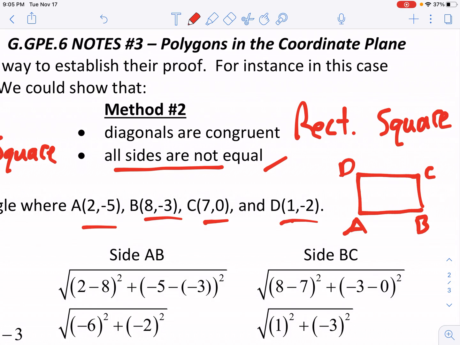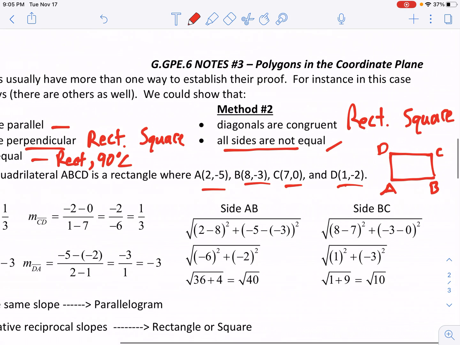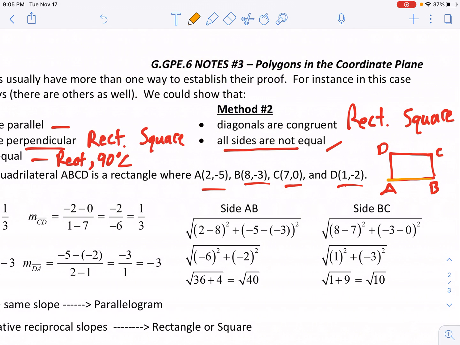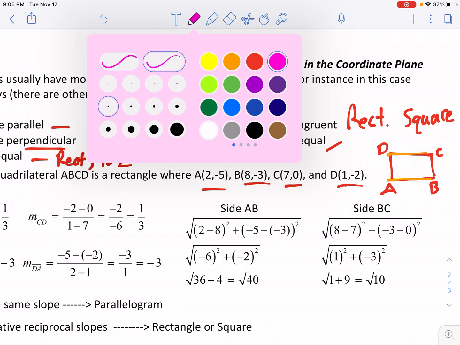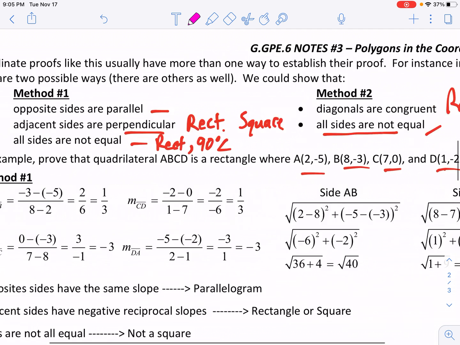Now, the first method that we're going to look at is showing if the opposite sides are parallel. Well, opposite sides here would be AB and CD. AB and CD are opposite sides. And then opposite sides would also be BC and DA over here. Those guys would be opposite sides. We have to show if those guys are parallel to each other, to first of all establish that we're even dealing with a parallelogram, because remember, opposite sides have to be parallel.